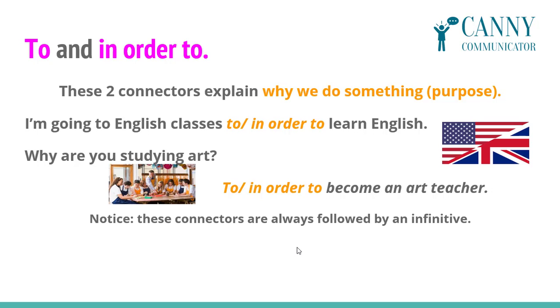Why are you studying art? To become an art teacher or in order to become an art teacher. Notice that after using to or in order to, the next verb is always in the infinitive form. Okay, here we have learn and become.